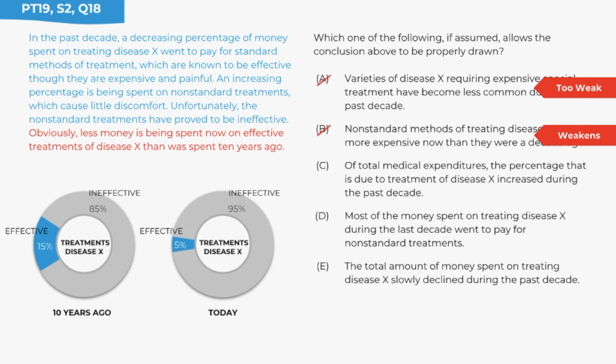So let's just call this one out of scope. Answer choice D says most of the money spent on treating disease X during the last decade went to pay for non-standard treatments. Well, D is talking about how the pie is being split up. Is the percentage going towards effective treatments 15%, or is it 85%, or is it 65%? Like, how do we want to divide this pie? We chose randomly 15% and 5%, but whether we chose 85% and 70%, it still wouldn't have an impact on the argument here.